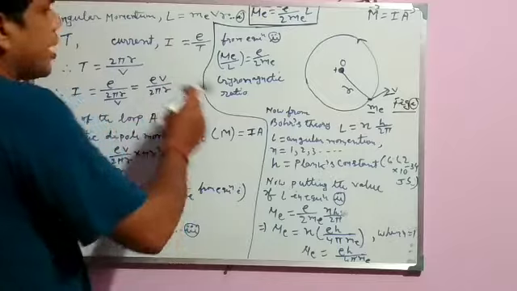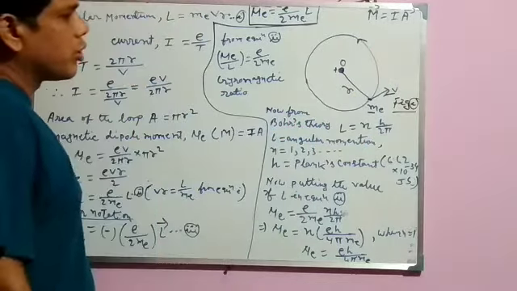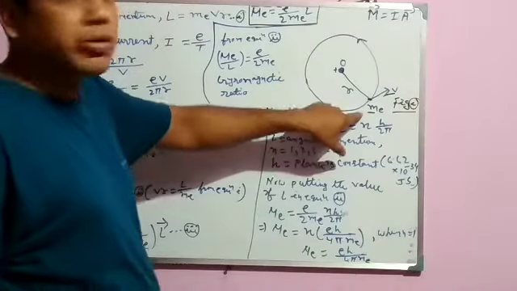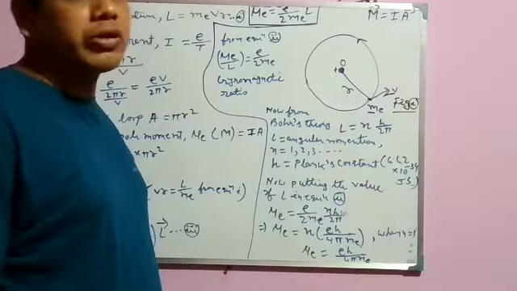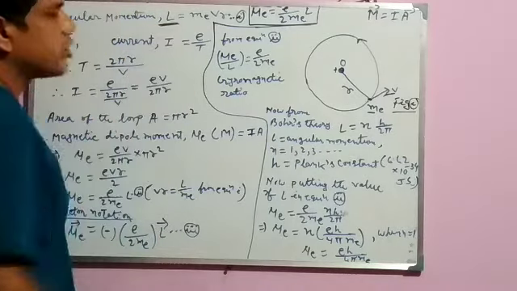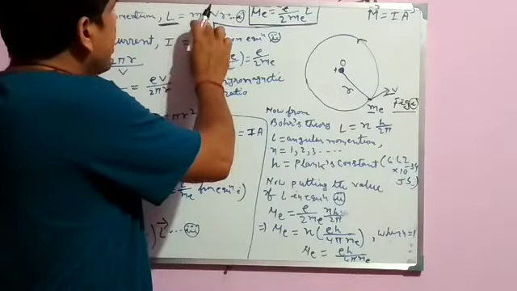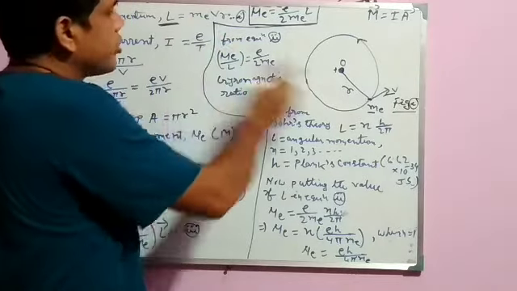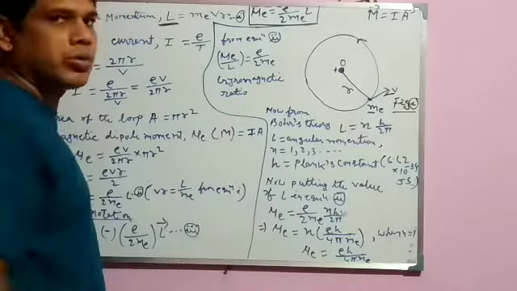As the electron is revolving around this circular path, the mass of the electron we have considered m_e and the radius of this circular path r. Now the angular momentum, denoted by capital L, is equal to m_e v r. Here v is the linear velocity of the electron. This is equation number 1.